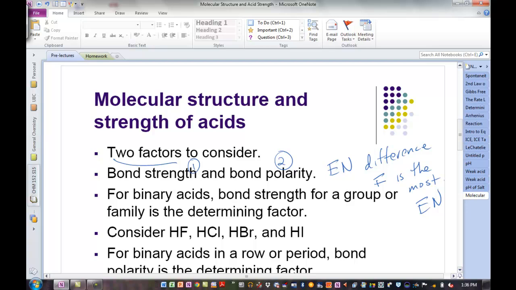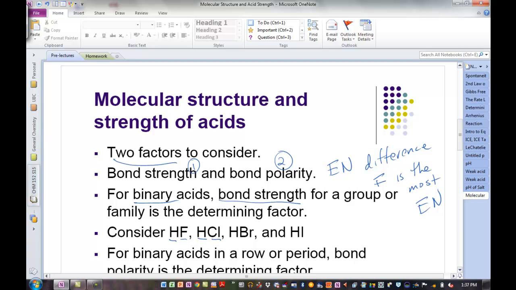So for binary acids, and these are kind of the simplest acids, they only have hydrogen and one other element. Things like hydrofluoric, hydrochloric, hydrobromic. Now, when they're in a group, or what we also call a family, a column of the table, bond strength is the determining factor.